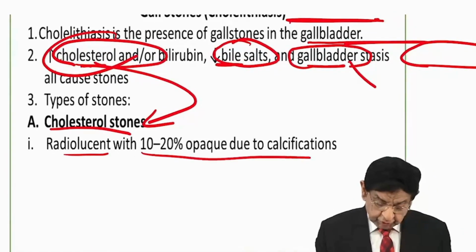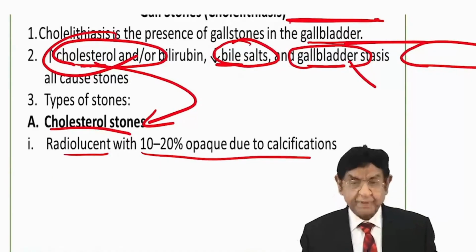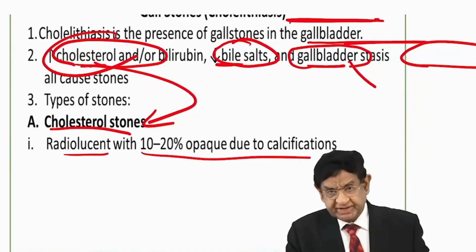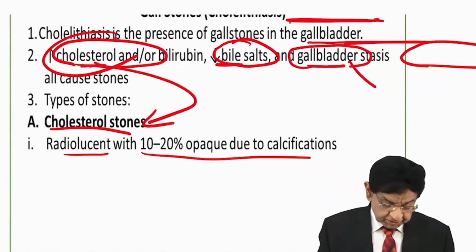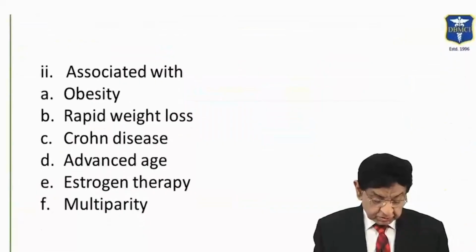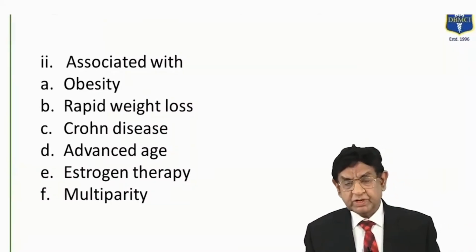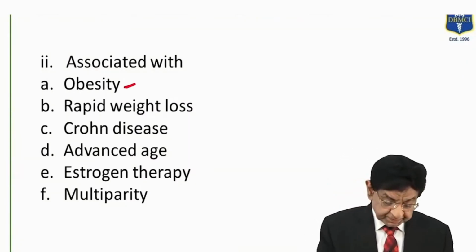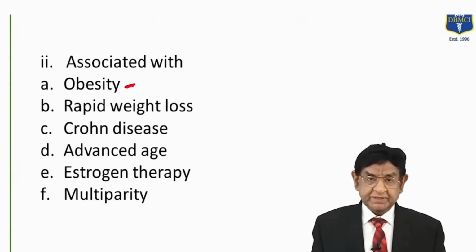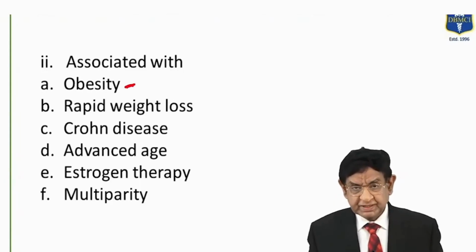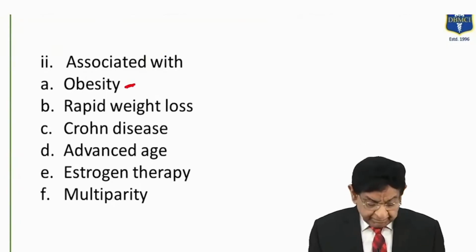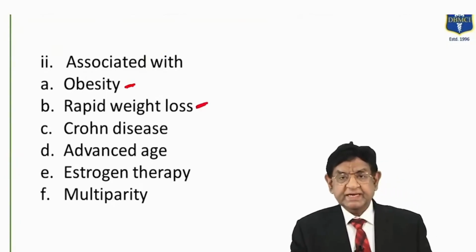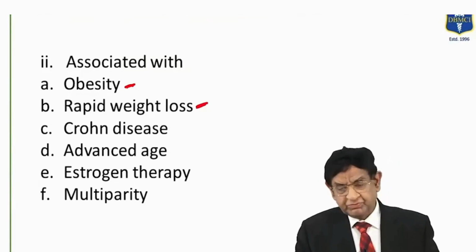Okay, only 10 to 20% are opaque because they may have some calcification. So by and large, cholesterol stones are radiolucent, and only 10 to 20% are opaque. So the cholesterol stones are seen in which type of patients? Obese patients. Definitely, obese patients tend to have a high amount of cholesterol also. But rapid reduction of body weight further predisposes to stone formation.